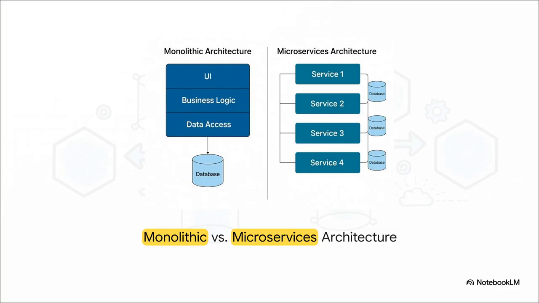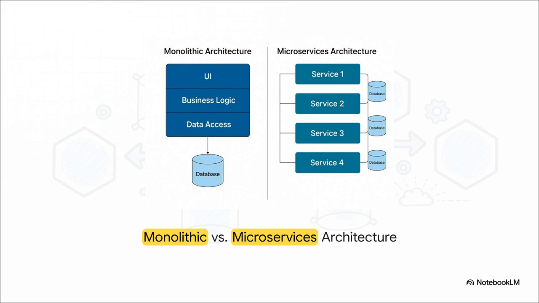To really understand why this revolution had to happen, we have to look at the stark structural differences here. In a traditional monolithic setup, literally everything, your user interface, the business logic, the data access, it's all tightly coupled into this one massive block, sharing a single database. Now sure, that's super simple when you're just starting out, but as an application scales, it becomes a massive bottleneck.